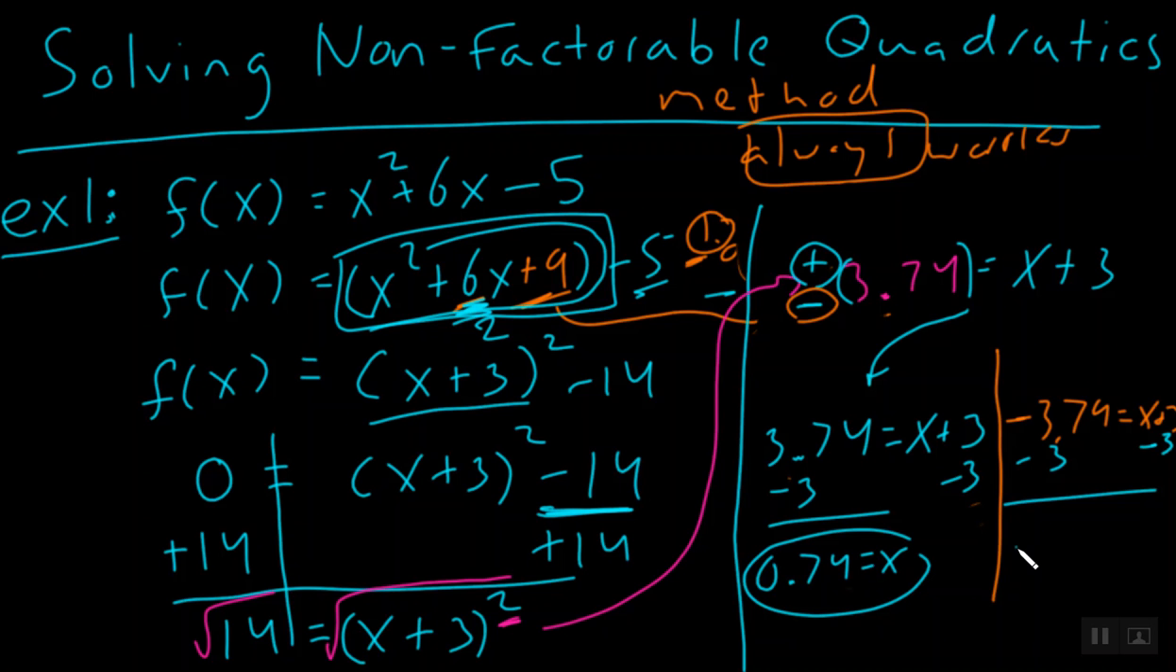Well, that's going to give us negative 3.74 minus 3, which will give us negative 6.74 is equal to x. And so check it out, guys. This is why quadratics have two solutions, because ultimately you're essentially taking the square root somewhere along the way, and when we take the square root, it's going to create a positive and negative of the same value. All right, let's try one more of these just so you can really get the hang of it.